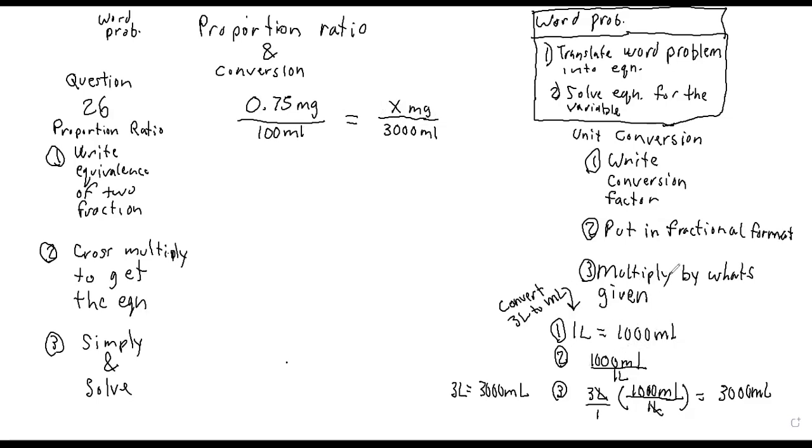And step three, final step, we're going to multiply our conversion factor by what's given. So what's given? They gave us 3 liters. So it's going to be 3 liters.